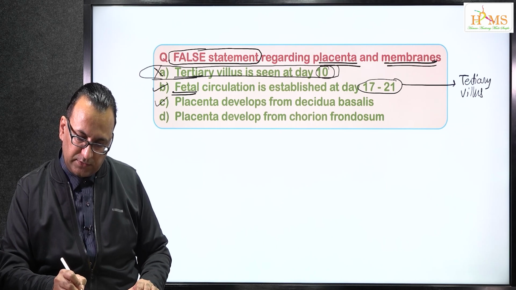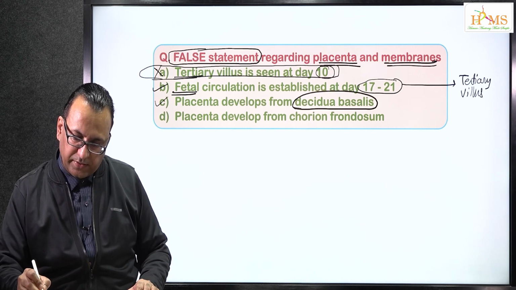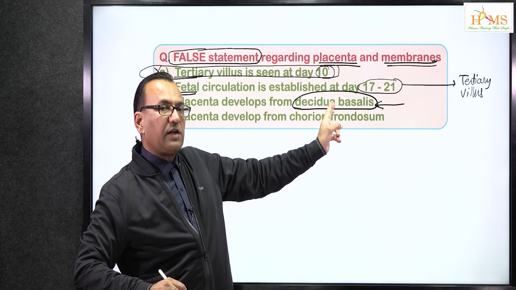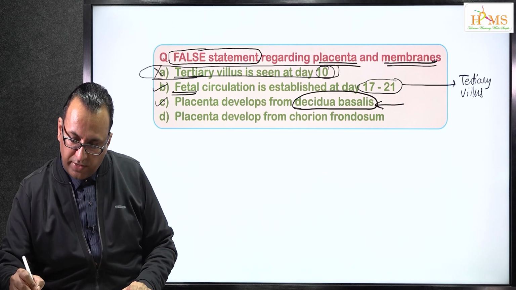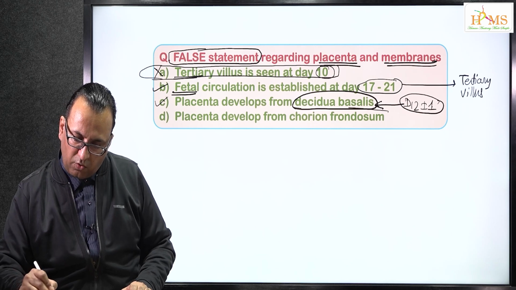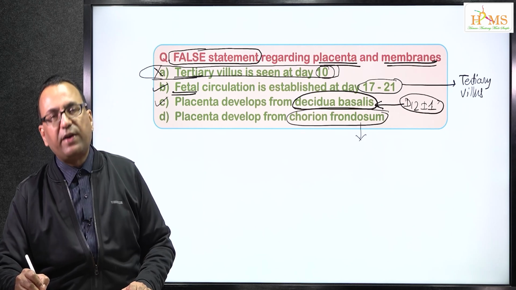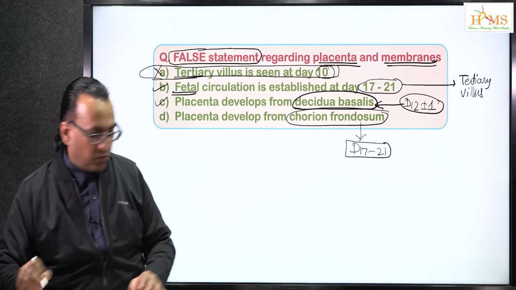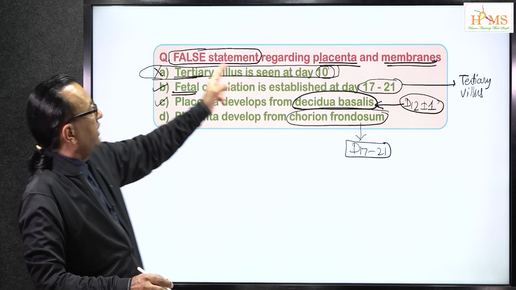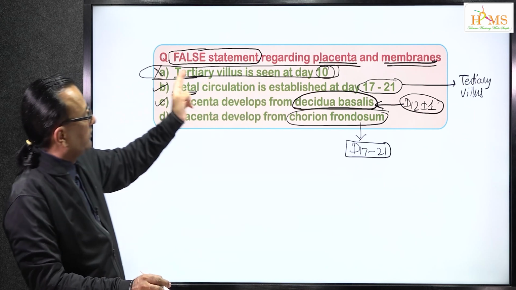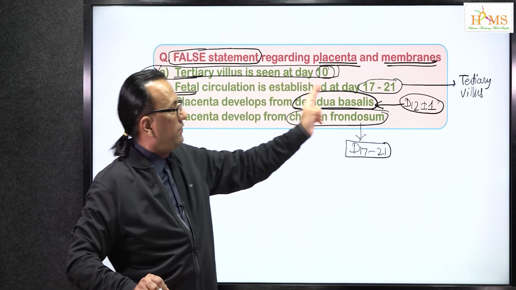And what about choice number C? You know, this decidua basalis is the maternal placenta, of course. And when the blood was reaching the maternal placenta, it is day number 12 plus minus 1. We have mentioned this is uterine placental circulation reaching the maternal placenta by day number 12 plus minus 1. And when is it reaching the chorion frondosum, that is the fetal placenta circulation, day number 17 to 21. So as such, if we wanted to have a false statement, the false statement remains choice number A. At this time, what you have got is primary villus, not the tertiary villus. Tertiary villus will appear only in the third week, the week number 3.